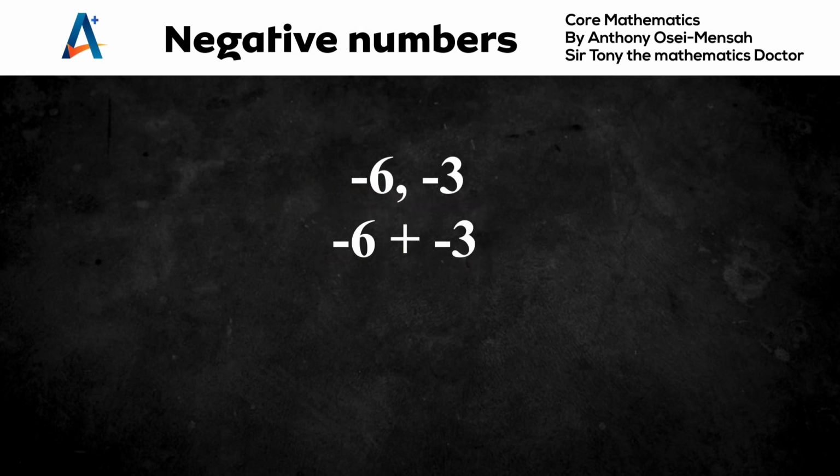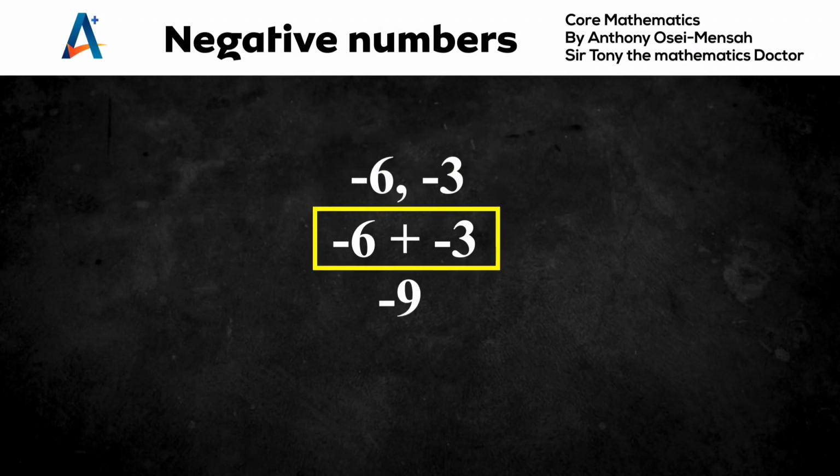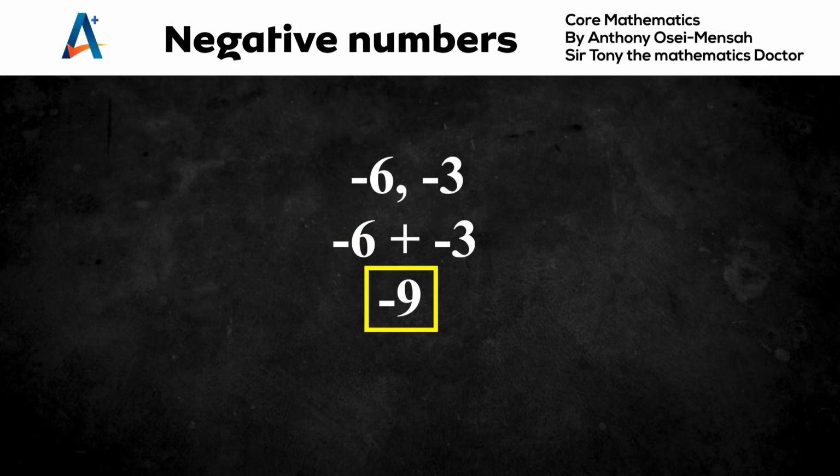Now let's add the two debts together. So -6, that is owing 6, and plus -3, that is owing 3. How many will they be? Of course, when you add 6 to 3, it will be 9. So you'll be owing 9. So the final answer for -6 plus -3 will be -9.